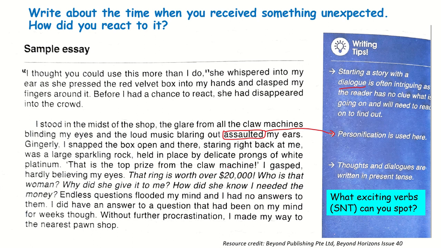Another thing that you want to notice is that the thoughts and dialogues are written in present tense. For example, here, that is the top prize from the claw machine. That ring is worth over $20,000. Who is that woman? So the thoughts are written in present tense.